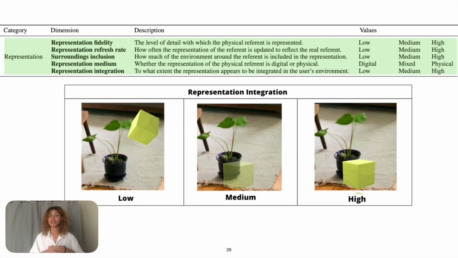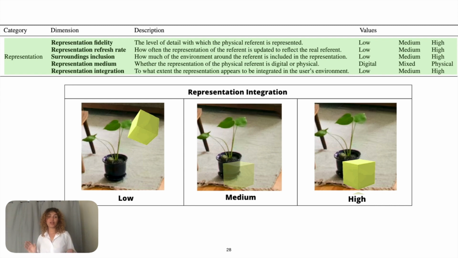And the representation integration refers to what extent the representation appears to be integrated in the user's environment. So if the representation is physical, its integration with the physical world is necessarily high. If it is digital, it depends on the visual metaphors and rendering techniques used to display it. For a low value, the representation of the referent does not appear integrated in the physical environment at all, and it is very clear that this representation is a virtual image.